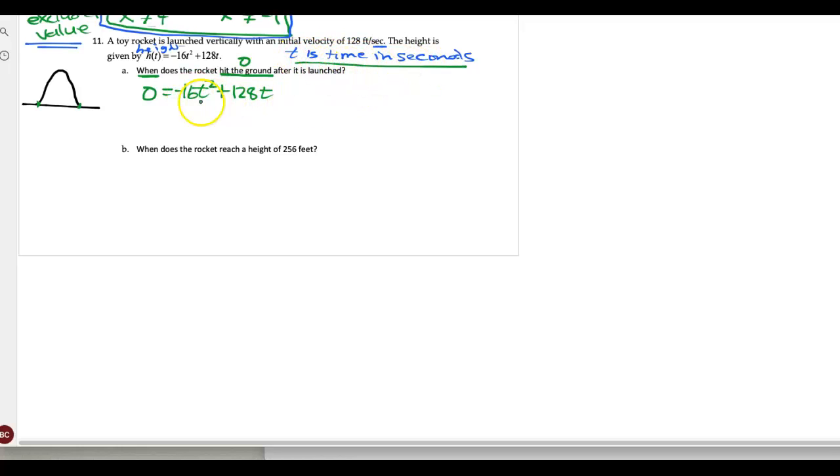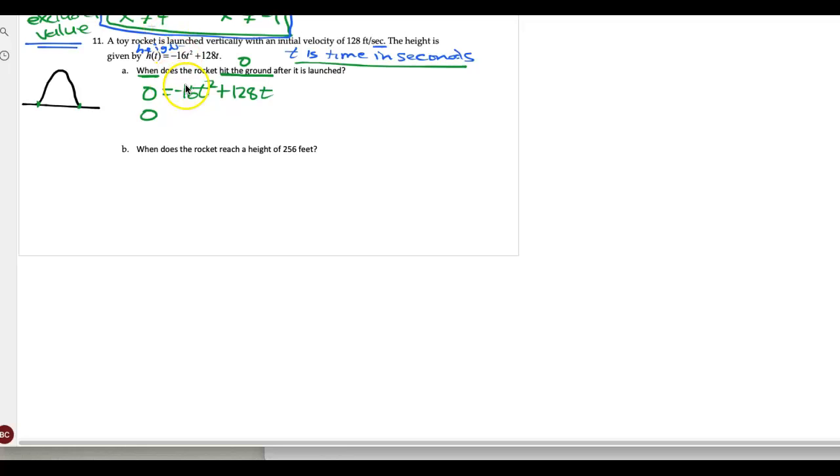What I'm looking for is the time. I need to solve it for t. Well, how do I go about solving something like this? I've got to factor it in order to figure this out. I can see here that there is a greatest common factor that I can take out. Now, can 16 divide evenly into 128? That's where I would start first.